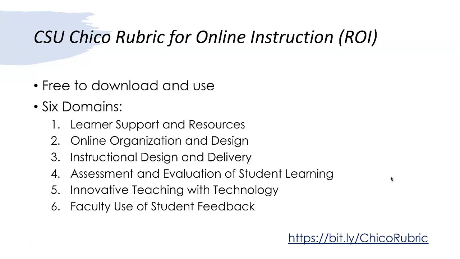All right. The last rubric I'm sharing today is the one done by Chico State University out in California. So this is the rubric for online instruction. Like the OLC rubric or scorecard, it is free to download and use, and it has 6 domains that include looking at the learner support and resources, your online organization and design, your instructional design and delivery, the assessment and evaluation of student learning, innovative teaching with technology, so those tools, and the faculty use of student feedback.